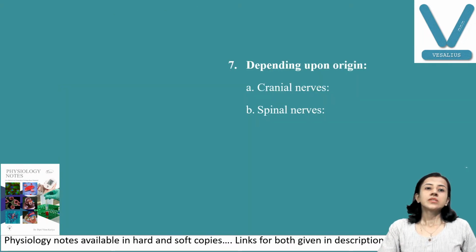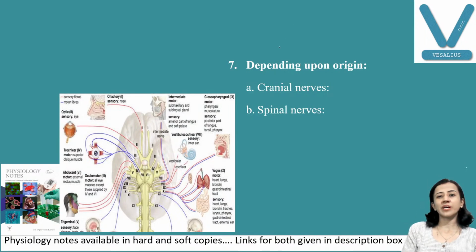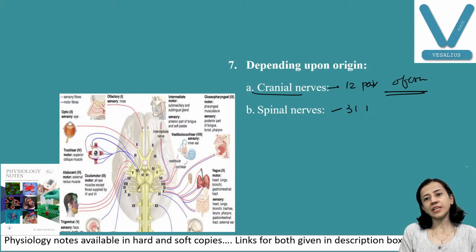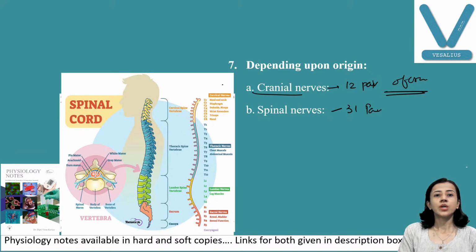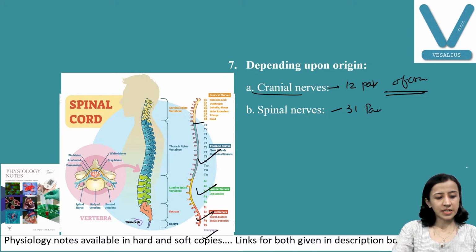Okay. Seventh one, depending on the origin, they originate from cranial nerves. There are 12 pairs of cranial nerves. We will discuss in detail. And spinal nerves, 31 pairs of spinal nerves. The 31 pairs include 8 cervical, 12 thoracic, 5 lumbar, 5 sacral, and 1 coccygeal. So this is the classification.